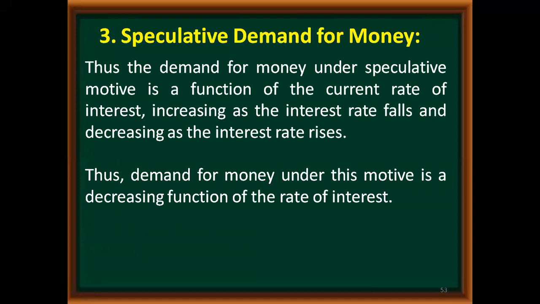For example, if the rate of interest is more, I would not like to keep my money as cash. I'll keep my money in the form where I'm getting more rate of interest. Let us take the example of a bank. If the bank is giving me more rate of interest, I will not keep money with me and I'll keep money in the bank because I'm getting more rate of interest.